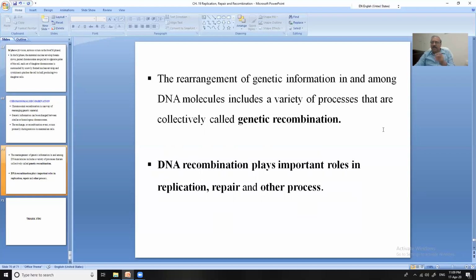DNA recombination is very important, and I will be giving you a separate lecture on it. Two important techniques, PCR and blotting techniques, are dependent on genetic recombination, and I will be giving you those separately. So finally, DNA recombination plays an important role in replication, repair, and other processes.